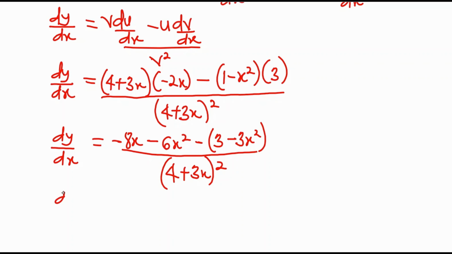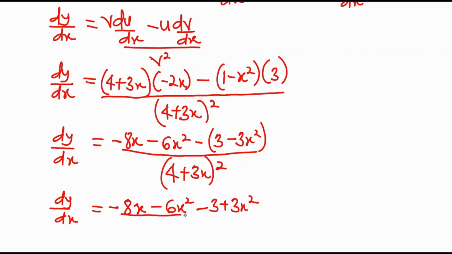Now at this point we have our dy dx to be equal to, so we expand the numerator, that gives us minus 8x minus 6x squared, and then minus 3, so you have plus 3x squared, all divided by 4 plus 3x all squared.